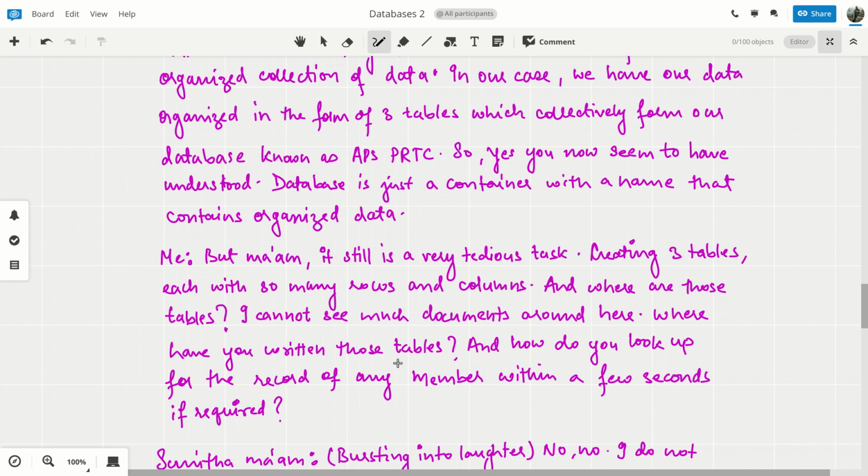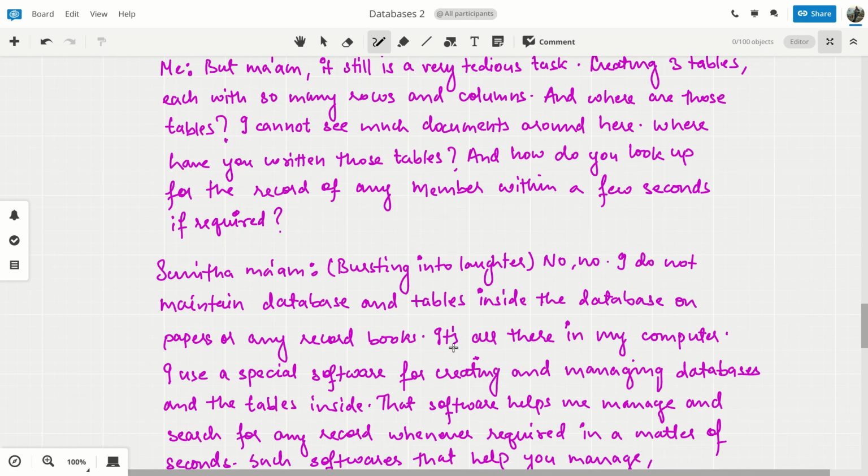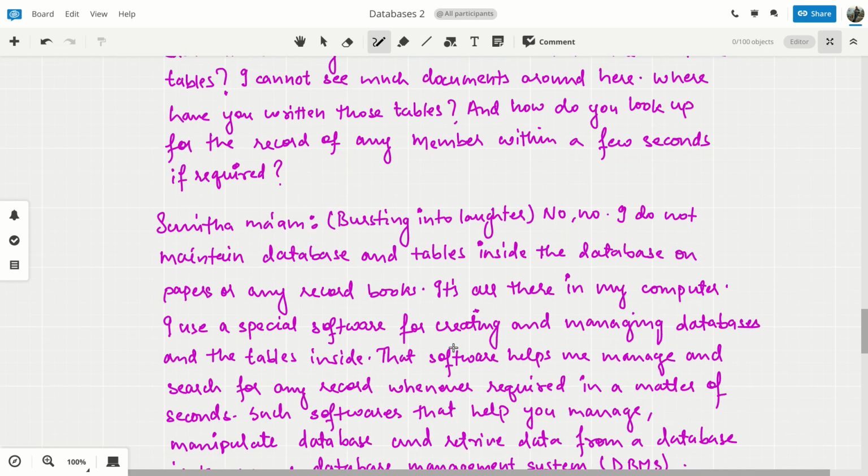So I thought, okay, fine, there must be some box which she must have labeled as APS PRTC. Inside it, she must have kept separate files, with each file containing the tables and the rows of student records, the teachers' records, and non-teachers. I was thinking something along those lines. She said, bursting into laughter, of course.